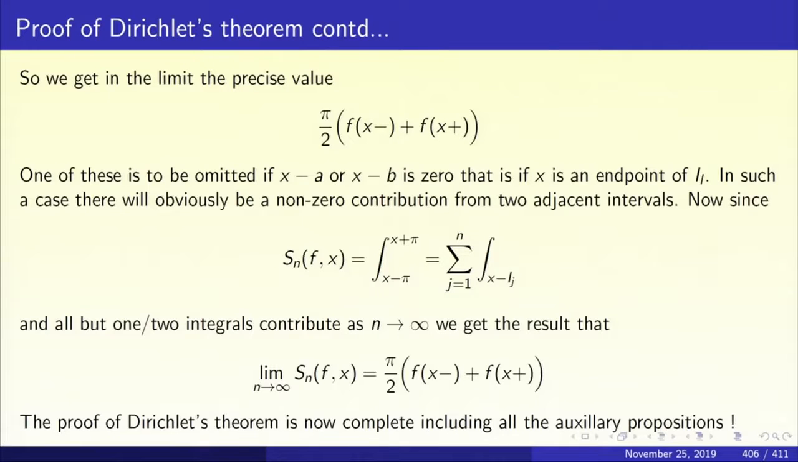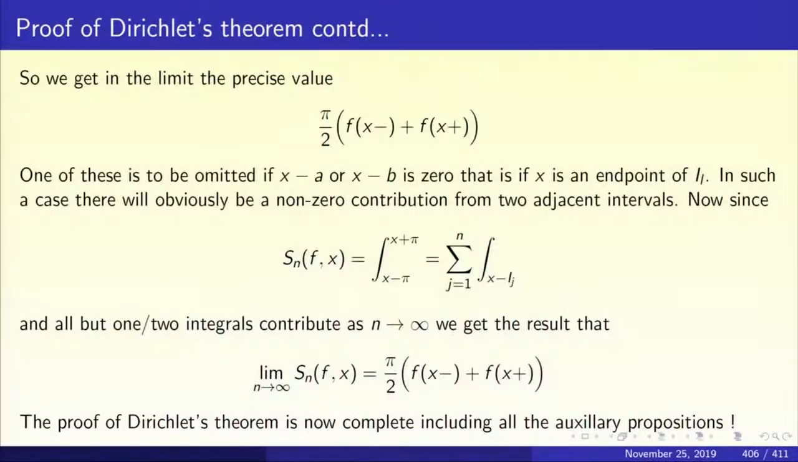In such a case, there will be a non-zero contribution from two adjacent intervals, and we will get that at a point of discontinuity, the limit of S_n f(x) will be exactly pi by 2 times f of x minus plus f of x plus. Of course, we have to add up the contributions, but remember that if x doesn't belong to an I_j, then that term doesn't contribute. We have seen that right at the beginning. The proof of Dirichlet's theorem is complete, including all auxiliary propositions.